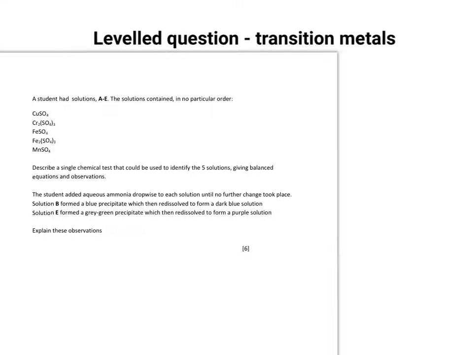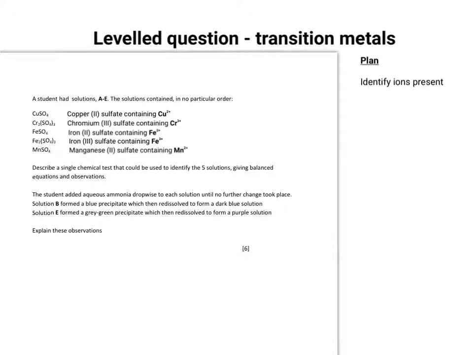Hi and welcome to this short clip going through an A-level question, this time on transition metals. So looking through it, it says the student has solutions A to E, and the solutions are contained in no particular order: copper sulfate, chromium sulfate, iron(II) sulfate, iron(III) sulfate and manganese sulfate.